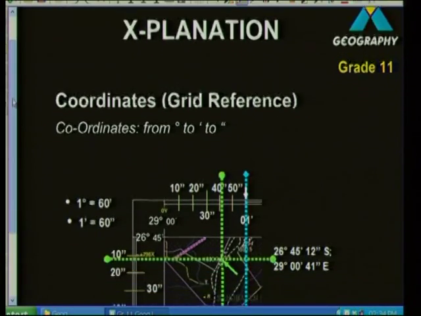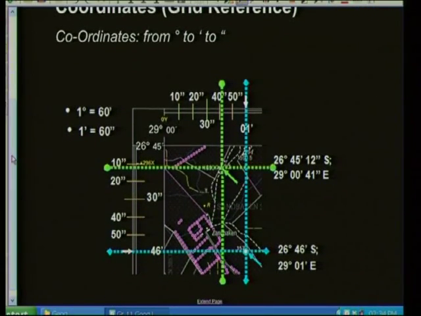Let's look at an example here. Coordinates, grid reference. Very important to note that when we do grid reference, we look at the conversions. And one thing we've learned is that 1 degree is equal to 60 minutes and 1 minute is equal to 60 seconds. All right?